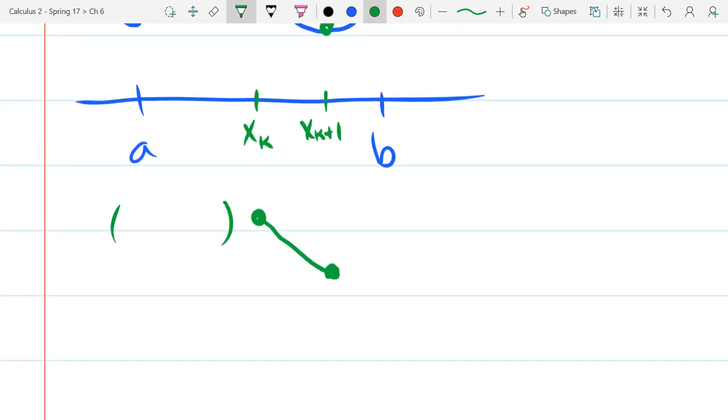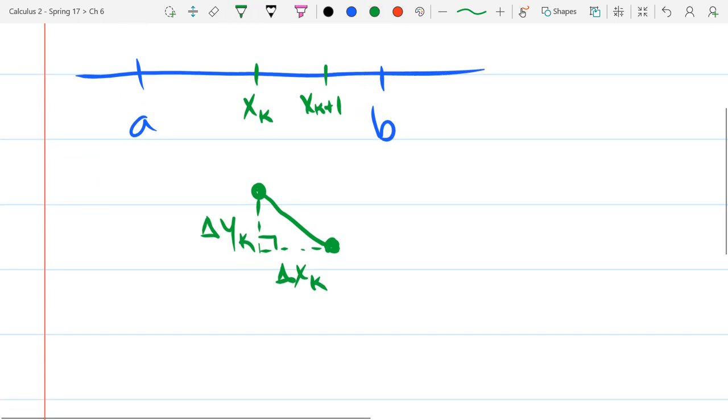And we have our first. Let's draw some measurements here. So I'm going to call that delta yk and delta xk. That's how much x changed and how much y changed. So those are the two measurements right there. So we'll call this lk. How is lk related to the other two sides? Pythagorean theorem. So that's a right triangle.